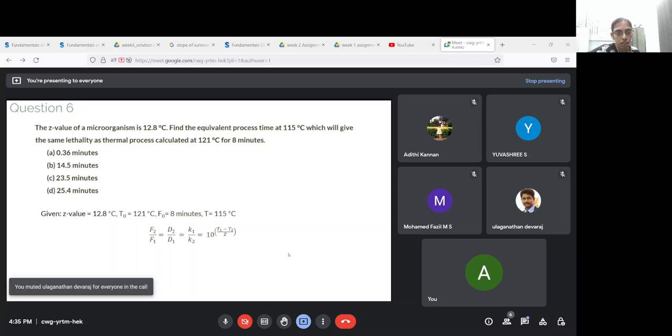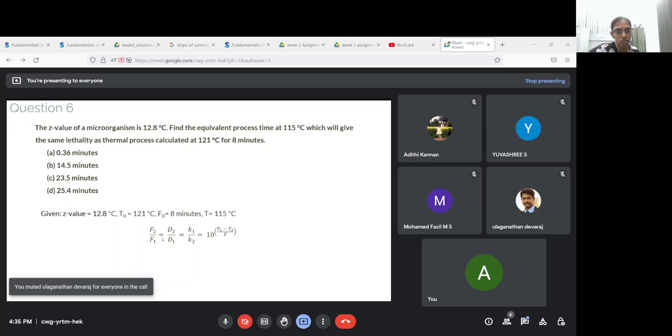So how you figure that out is there's a relation between your process time, your decimal reduction value and your rate constants. All these are three different things. This is your process time. Decimal reduction value is the time required to reduce the concentration by 1/10, and rate constant is what you get from your first order reaction. So this is equal to 10 power T1 minus T2 by Z. We already calculated D2 by D1 equal to 10 power T1 minus T2 by Z.